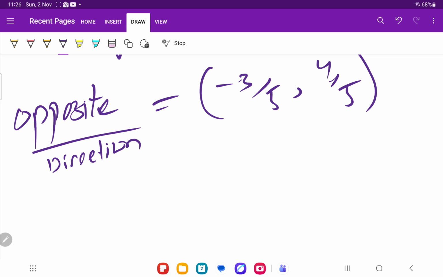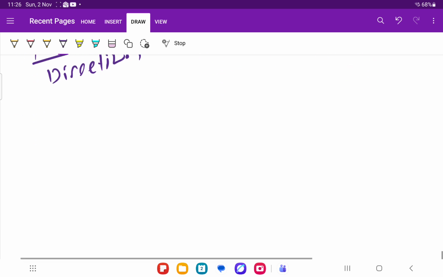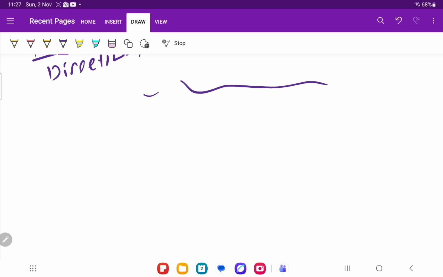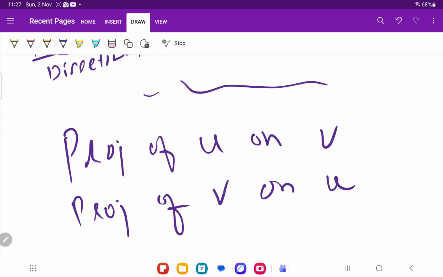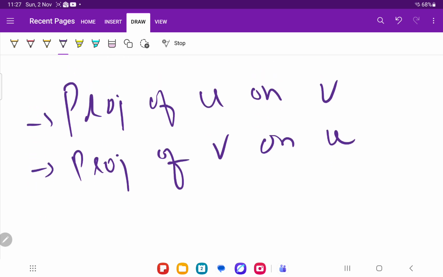Now the next thing is the projection vector. Okay, the next concept is the projection. There are two types of questions: projection of u on v and projection of v on u. So there are two types of projection that could be there: projection of u on v and projection of v on u.